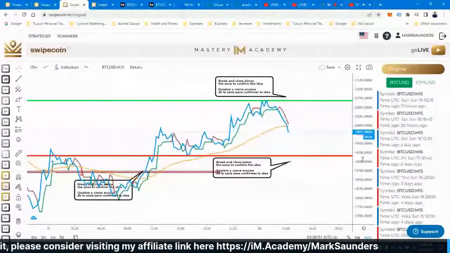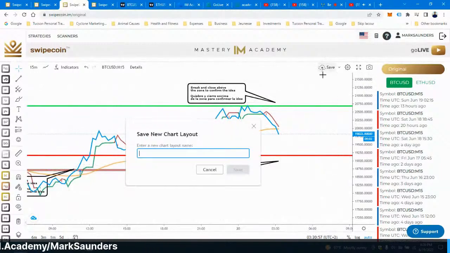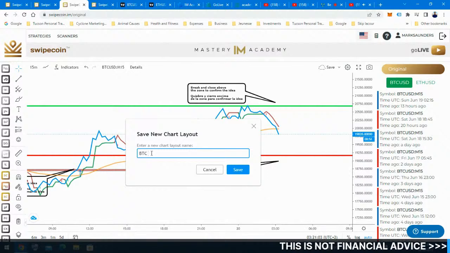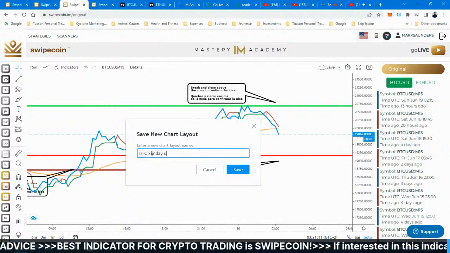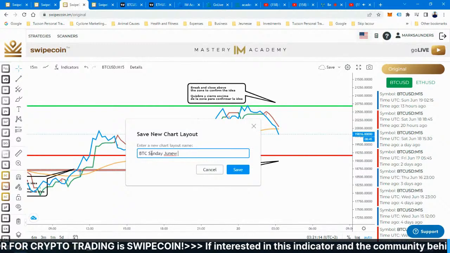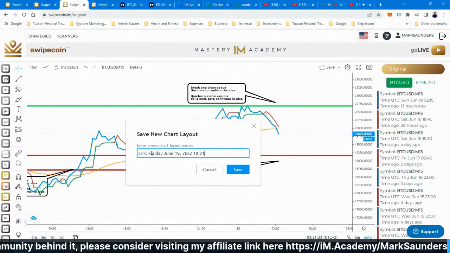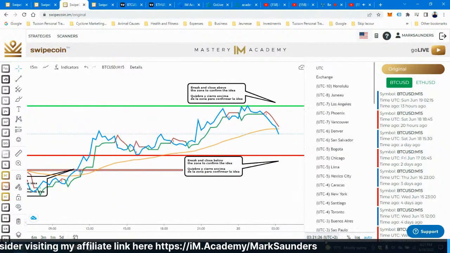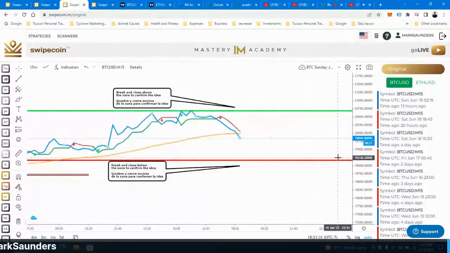Okay, now I'm going to save it. I'm going to save the work because it won't save this particular one. You've got to save it to be sure. Okay, so today is Sunday, June 19th, 2022, 1821. That's the time. I like to put the time in my current time zone so I can see it. Okay. All right, now look at that.